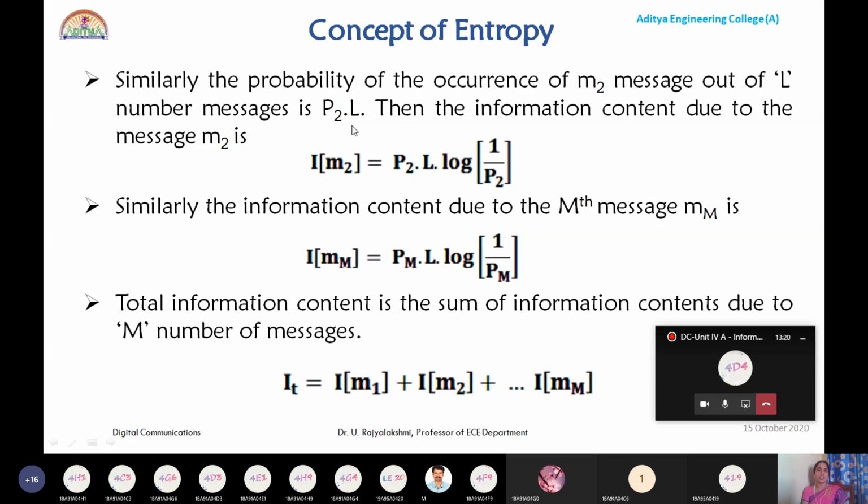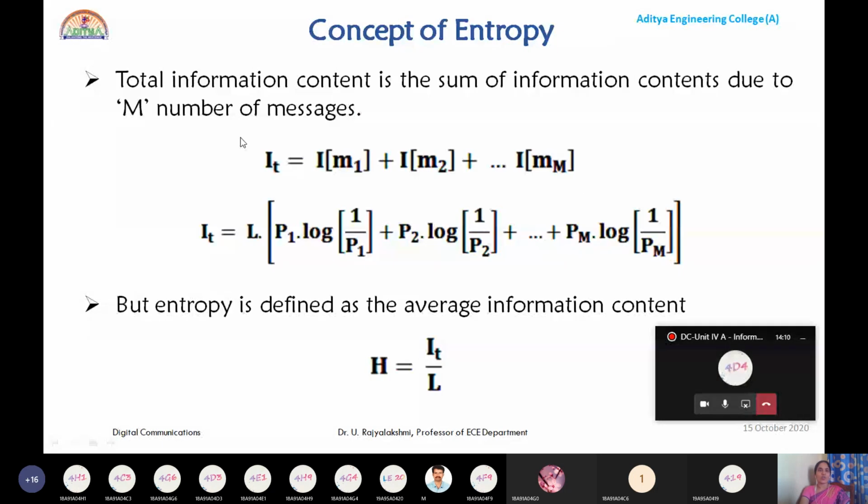We have represented individual informations, that is information of M1, information of M2, like that up to information of the mth message. But we studied the property of information, that total information content is the sum of information contents due to m number of messages. Therefore, I suffix t is the total information content, which will be the sum of information contents due to individual messages, that is I of M1, plus I of M2, plus so on, I of MM. Now please substitute the value of I of M1, so it will be P1 into L.